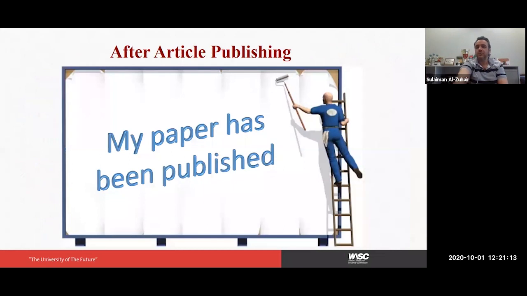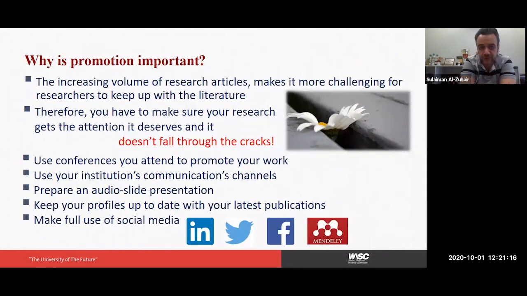Once you publish your paper, you need to promote it. The volume of research publications is huge, which makes it challenging for researchers to keep up with the literature. You don't want your paper to fall through the cracks and not be noticed. So you can use conferences, as I mentioned earlier, to attract attention to your work. You can use institutional communication channels, the webpage of the institution, news feeds of the institution, newsletters.